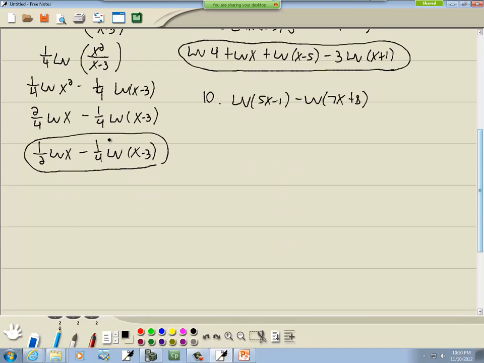Well, if I look at this problem, there are no numbers in front of my logs. I've just got log here, no number, log here, no number. So we can apply those formulas. Subtraction becomes division. So this gives us natural log of 5x minus 1 over 7x plus 8.